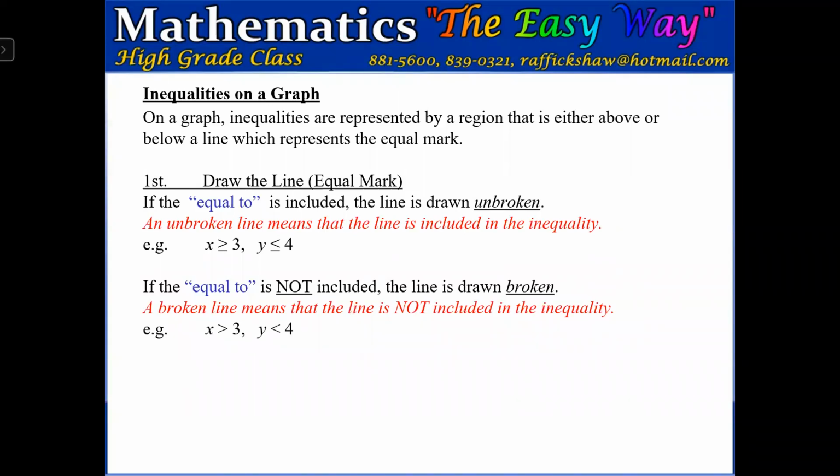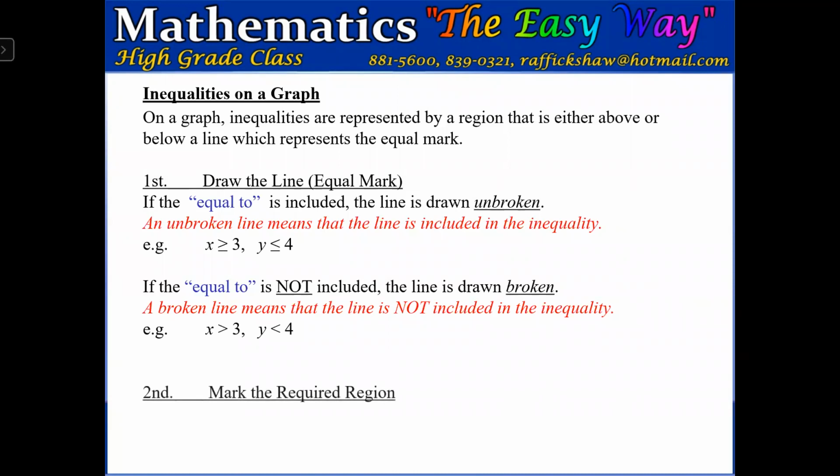So if I'm drawing the graph for x greater than 3, I have to draw a broken line, x equals 3. And if I'm doing y less than 4, I'd have to draw a broken line, y equals 4, to show that the line is not included. Let's continue. It's going to get easier and easier as we go.